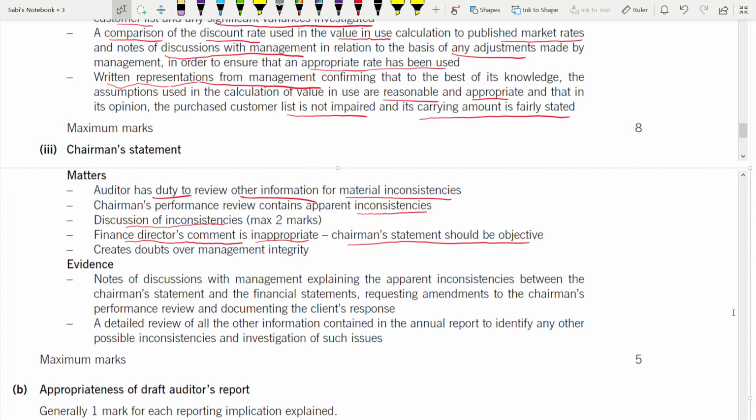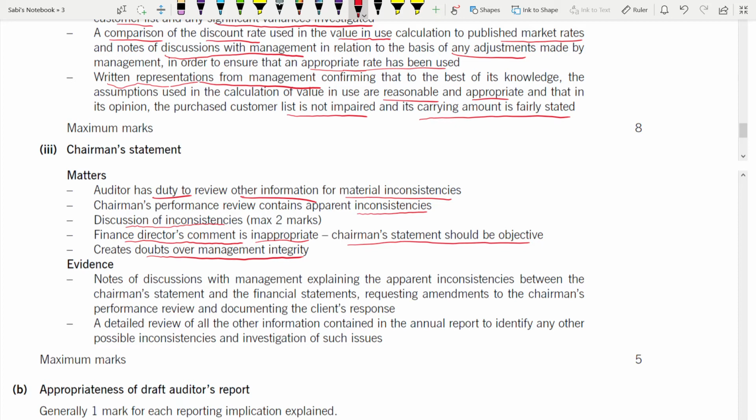It should not be biased. If it's positive, show positive. If it's negative, show the true picture. Objective. It creates doubt over management's integrity. Yes, their statement shows doubts over the management's integrity, that they are not being honest. They are unfairly showing the company in a positive light.